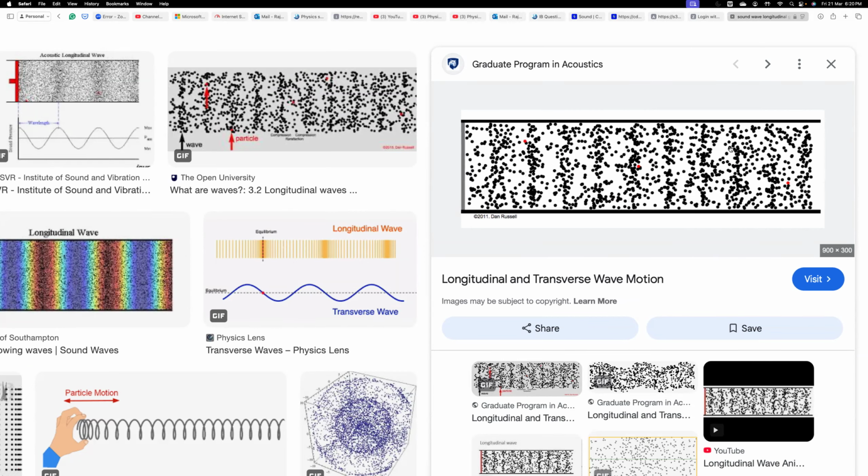Next, properties of the wave. The first property of the wave is wavelength.